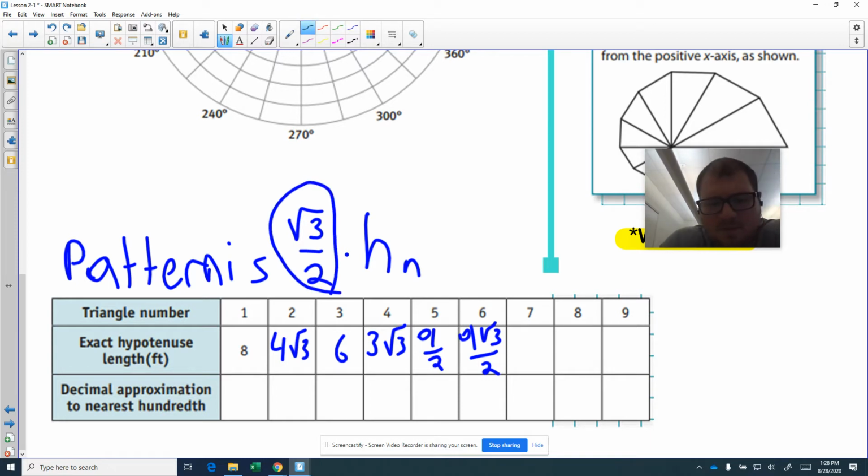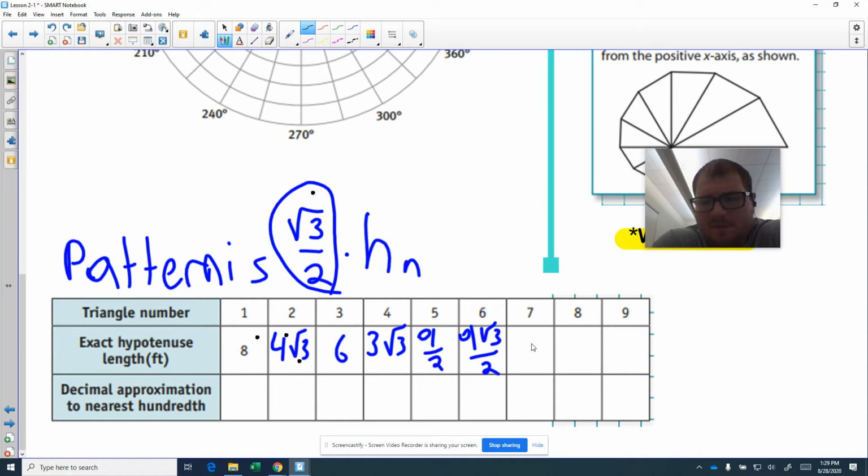okay? So note down here, I basically have it written out for you with that process. If I take 8 and multiply it by square root of 3, I get 4 square root of 3. If I take 4 square root of 3 times it by square root of 3 over 2, I get 6, okay? And I follow this pattern of the new hypotenuse times this value gives me the next one. The new hypotenuse times this value gives me the next one. And I basically just follow this pattern until I get down the line.